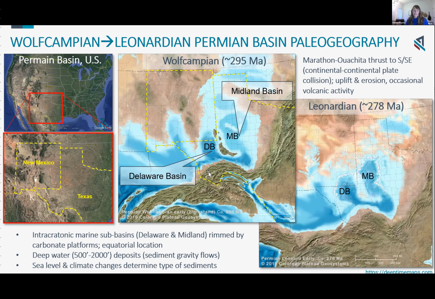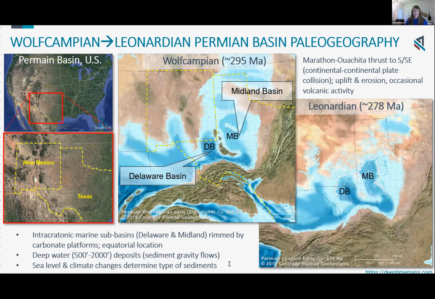So basins themselves, we can separate the Permian Basin into these two here, the Delaware and the Midland. They are both intracratonic marine subbasins. They're rimmed by carbonate platforms on the outsides here, as you can see. They're relatively deep water, though, in the center of the basin, so 500 to 2,000 feet, so below influences of storms and things like that. Their sediment gravity flows, just like in the image at the beginning that was showed. So they're coming into the basin under the influence of gravity.